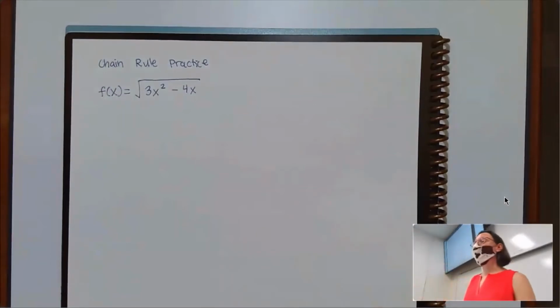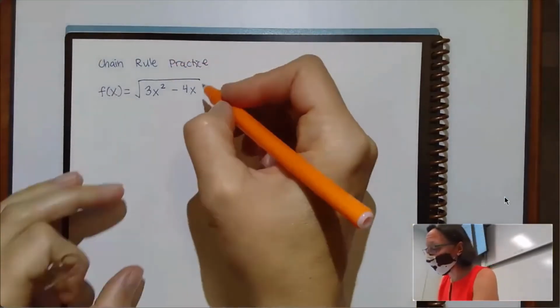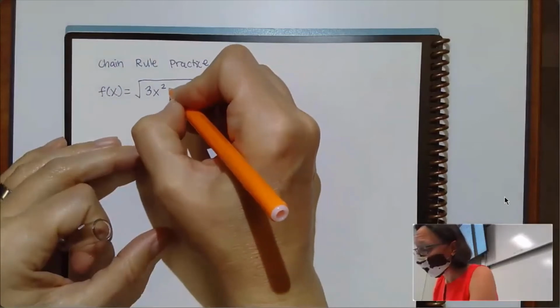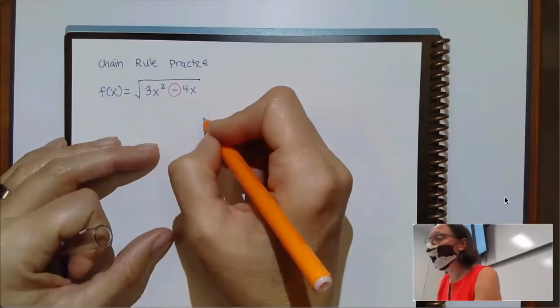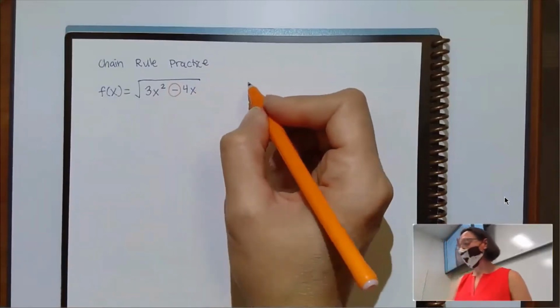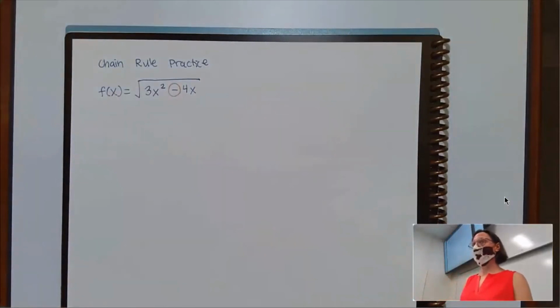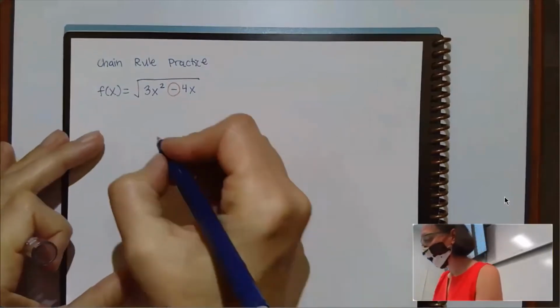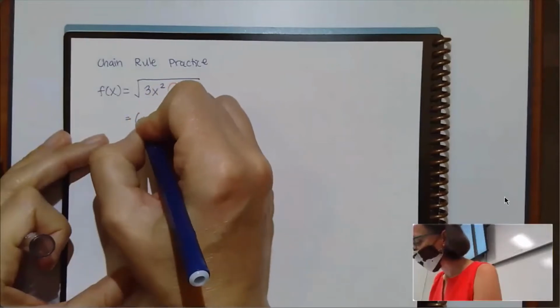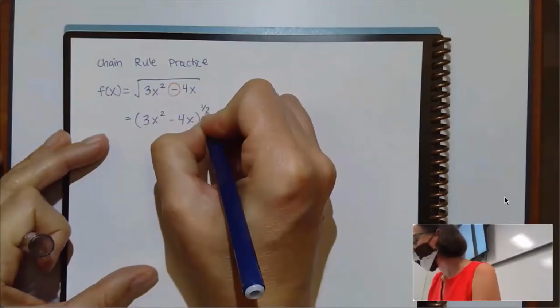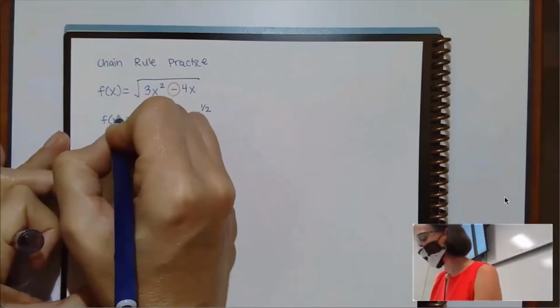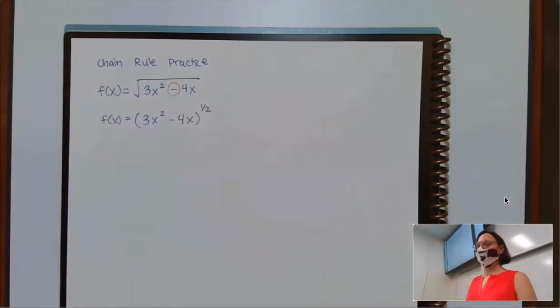My first step here is going to be to rewrite it. Because I have addition or subtraction inside of the root, I can't separate this out. If this had been multiplication, then I could take the roots separately. But with addition or subtraction in there, I have to keep it all as one piece. So when I rewrite that, that's really 3x squared minus 4x raised to the 1/2 power. Again, that's my rewriting step. Haven't taken a derivative yet.